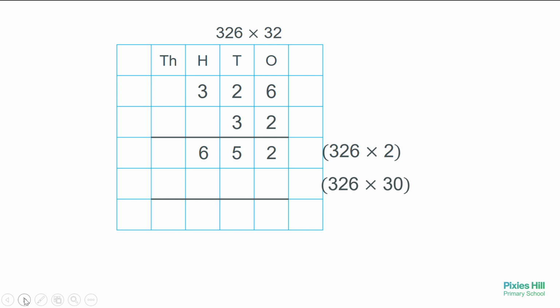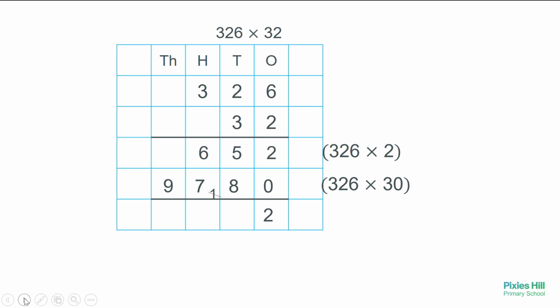Now we move on to 326 multiplied by 30, remembering that we need to add our placeholder. 3 times 6 is 18, exchanging 10 tens for 100. 3 times 2 is 6, add the 1 equals 7. Finally, 3 times 3 is 9.